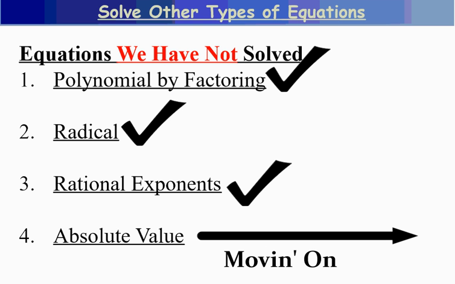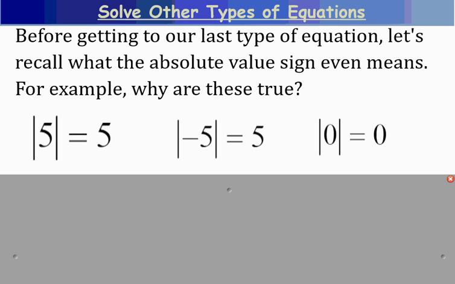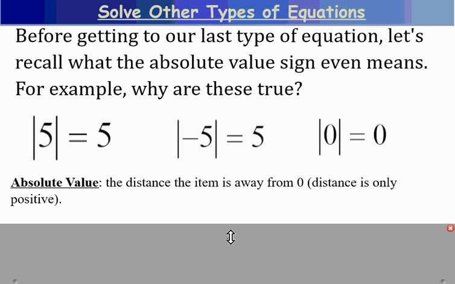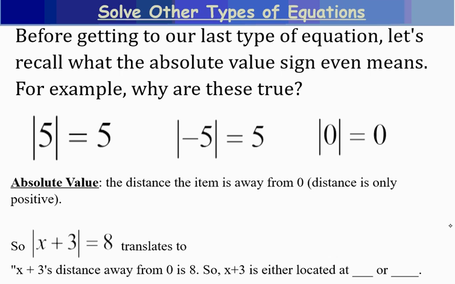Last one, absolute value. Before getting into our last type of equation, let's recall what the absolute value sign even means. For example, why are all of these true? Why is the absolute value of 5, 5? Why is the absolute value of negative 5, 5? Why is the absolute value of 0, 0? It's because the absolute value is the distance the item is away from 0, and distance can only be positive.